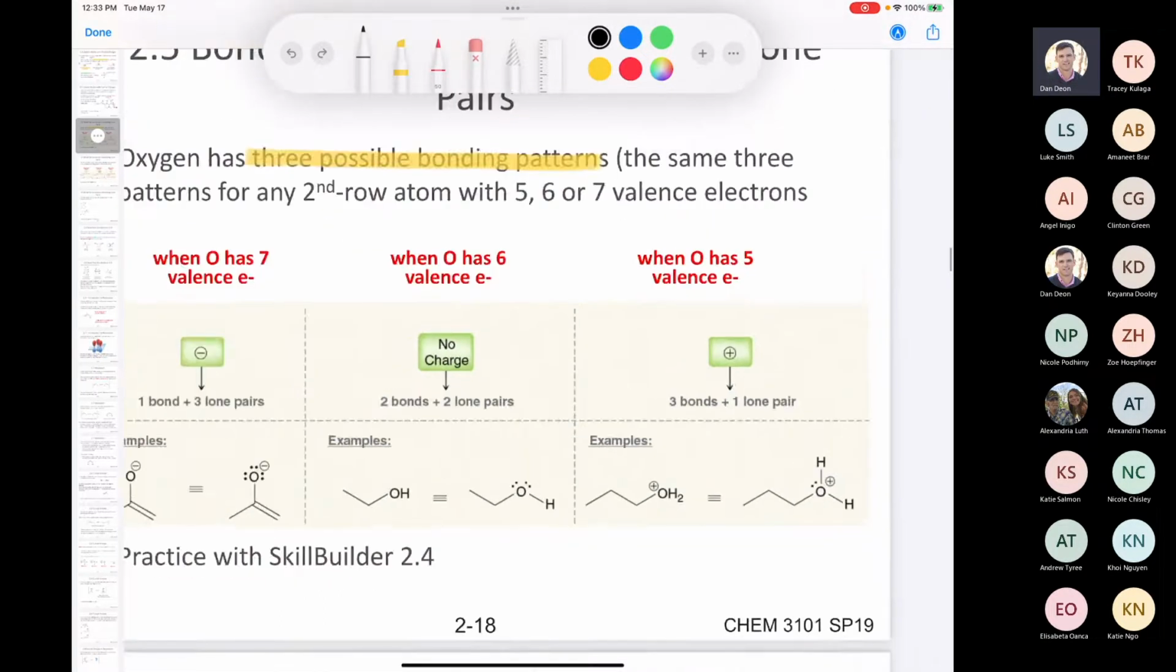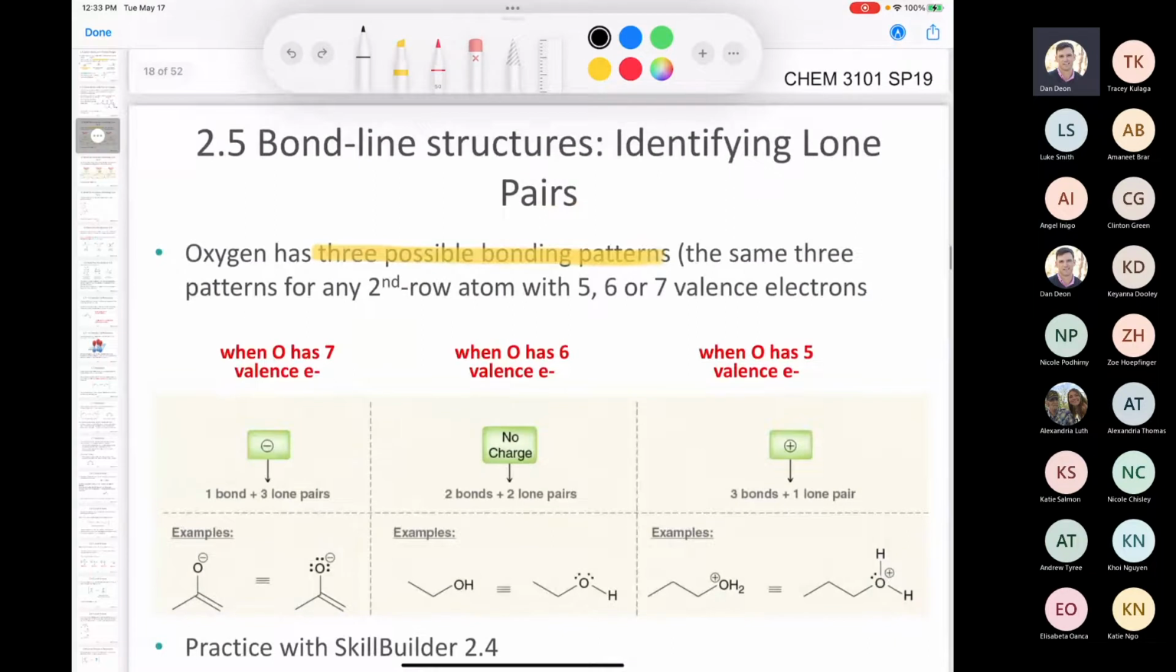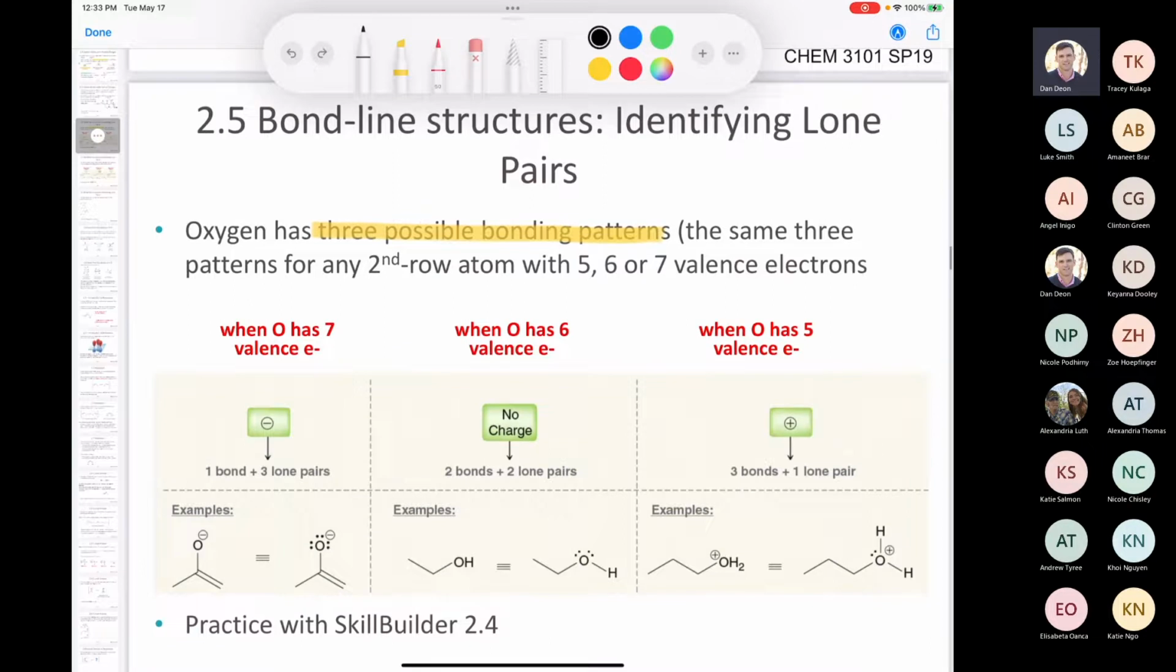You need to learn all 3 of these bonding patterns for oxygen. I can tell you from experience that all of my students, once they've done enough practice problems, recognize all 3 of these without any thought whatsoever. If you do all the practice problems, it will be stuck in your head. But remember that oxygen has 6 valence electrons. I would say all students would want to have that memorized at all times.